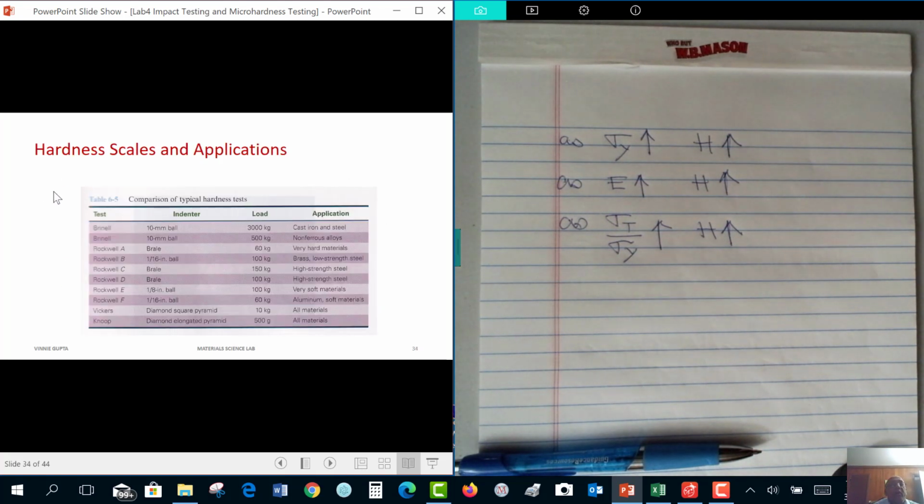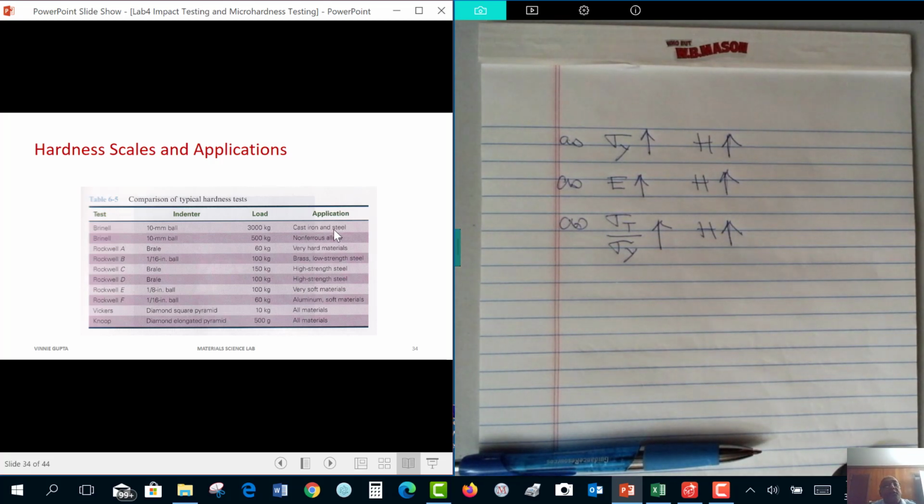So we have been talking about different scales. Let's look at Brinell. In Brinell, we were using a 10 millimeter ball, making about a 5 millimeter diameter impression. We were using loads from 500 kgs to about 3,000 kgs. And this is typically used for cast iron, steel, and non-ferrous alloys, typically for big pieces.